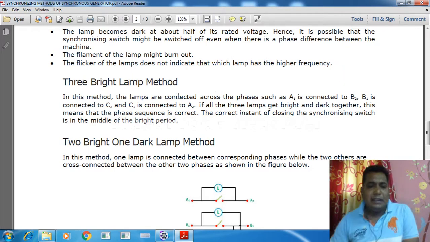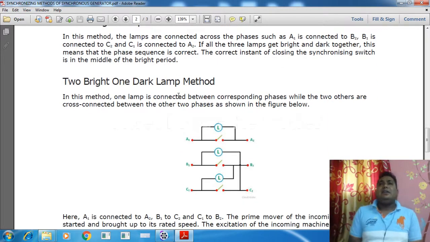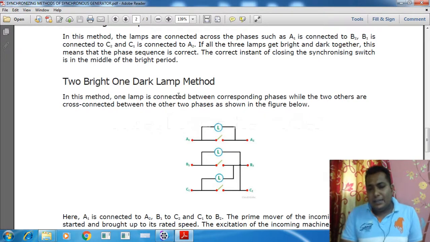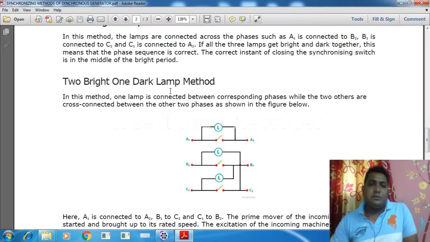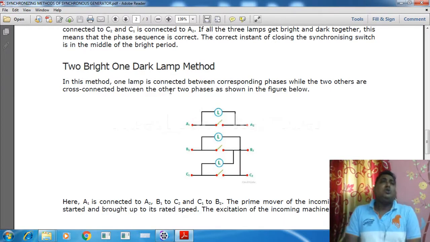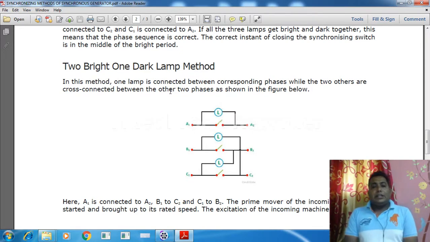So this is the bright lamp method, nothing else, nothing extra, it is just a modification of that method. That is another method, where again there is a change, but the diagram and the connections are almost the same. Now we call it the two bright one dark lamp method. In this method, one lamp is connected between the corresponding phase, while the two others are cross connected between the other two phases, as shown in the figure below.